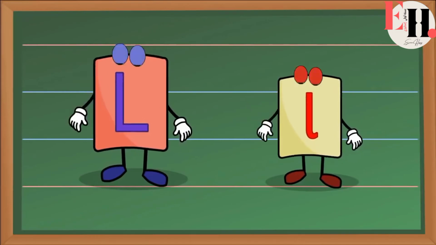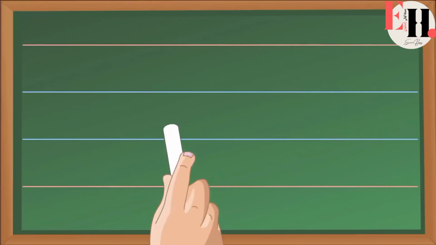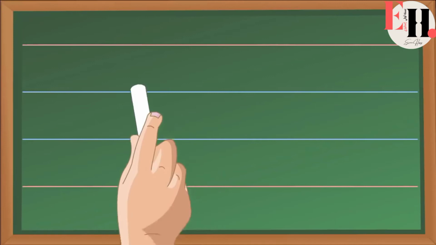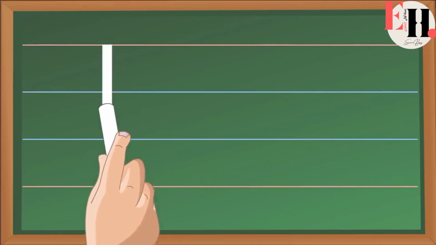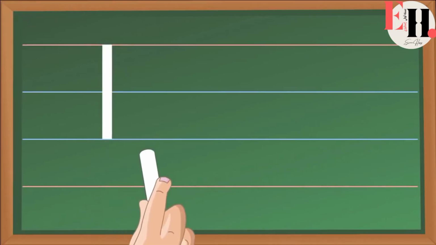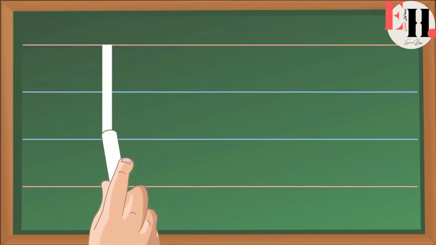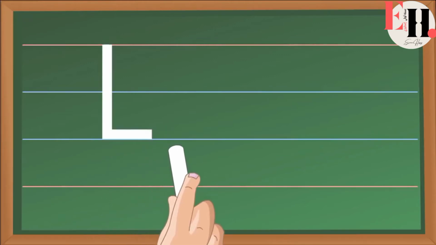L. Capital L. Start from the top and draw a standing line down. From the bottom of the line, draw a sleeping line to the right.